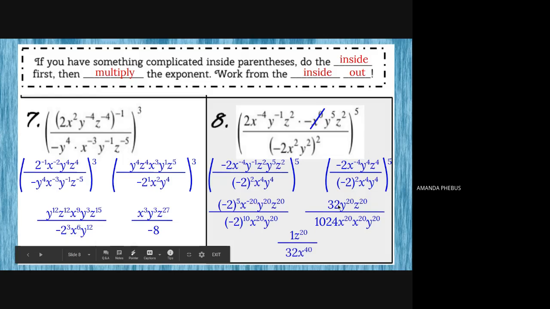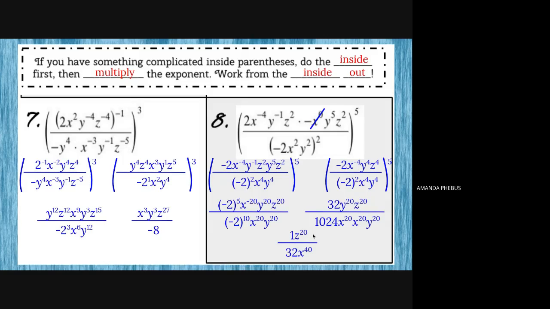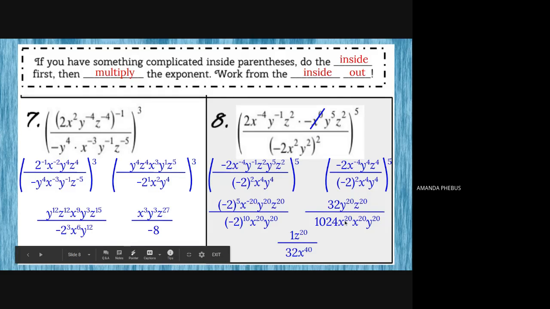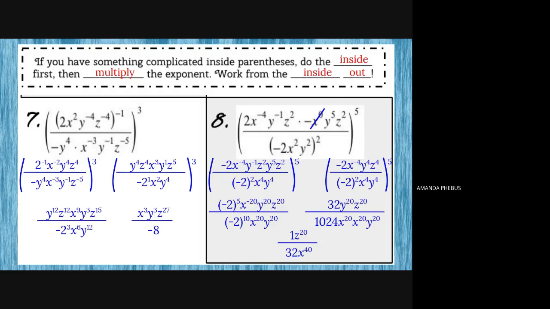All right, 32 over 1024 is 1 over 32. The y to the 20 over y to the 20, 20 minus 20 is 0, so there's no y's. X to the 20 stays on top, and then z to the 20 stays on top. X to the 20 and x to the 20, add those exponents, x to the 40 in the denominator. So I could have written z to the 20 over 32 x to the 40. That also would have worked.